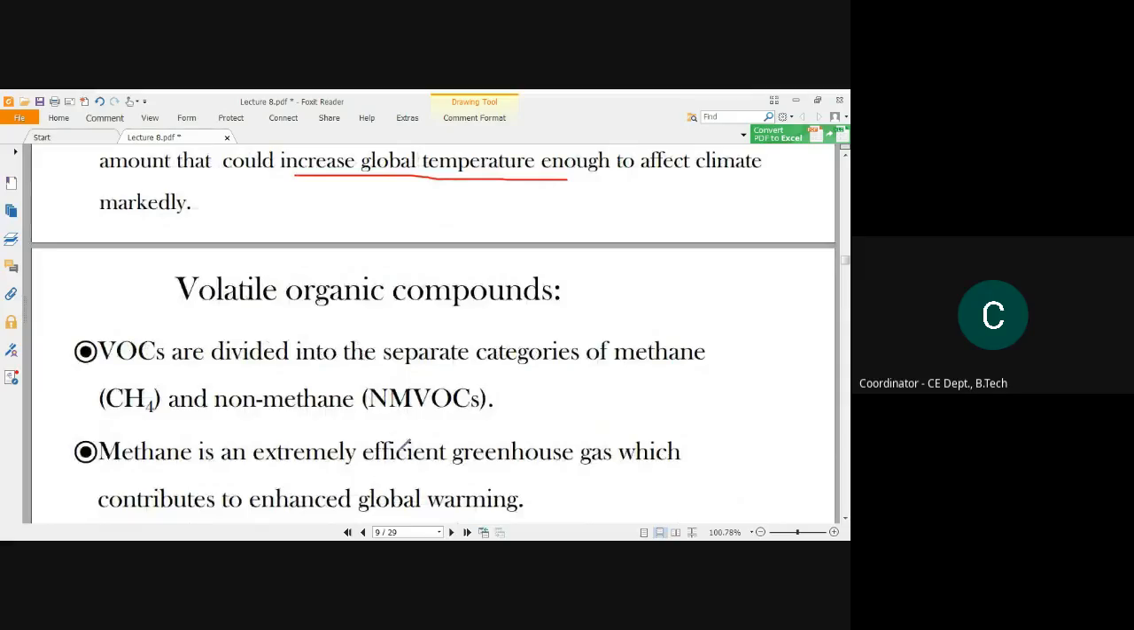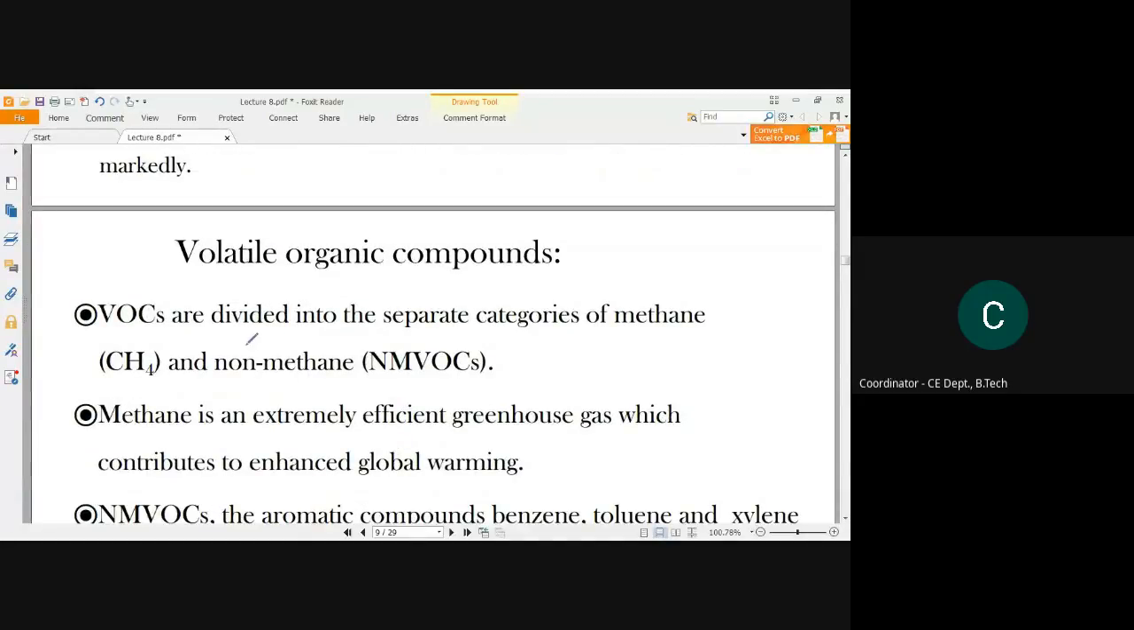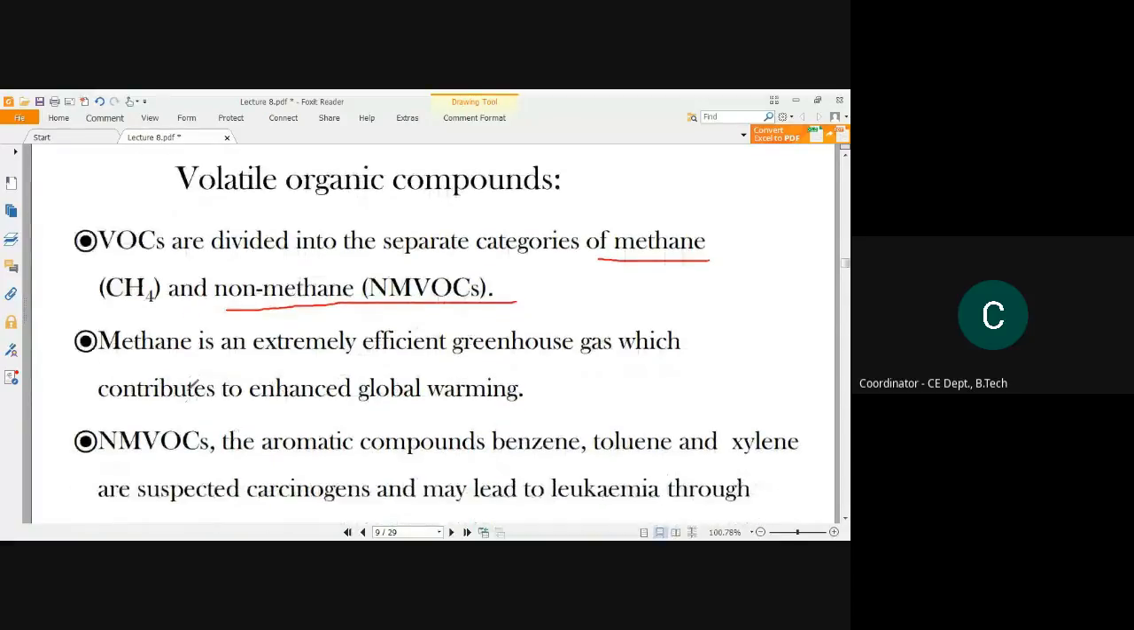So next is VOC, volatile organic compounds. This is also divided into two categories. One is methane and another category is non-methane products, also called NMVOCs. Methane is an extremely efficient greenhouse gas which contributes to enhanced global warming.